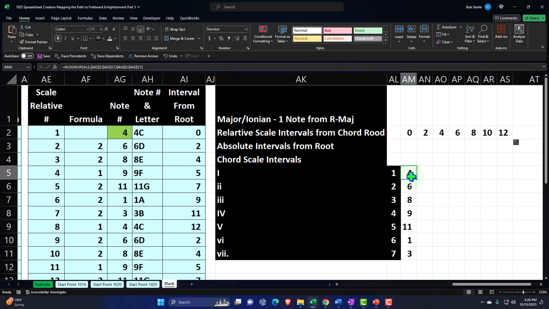In other words, there's 4. I'm going to go up two, not notes, but notes in the scale, right? I'm not talking about absolute notes. I'm talking about the notes in the scale. All right, so how can we do that with a formula down here?